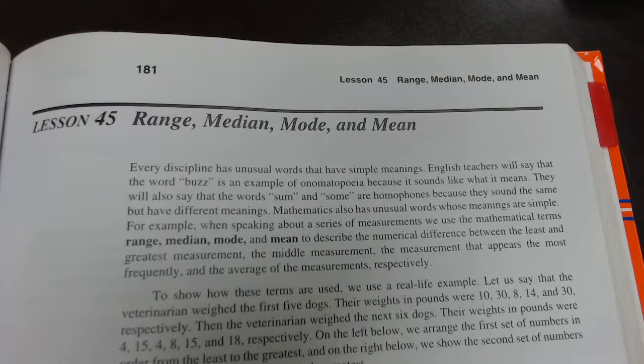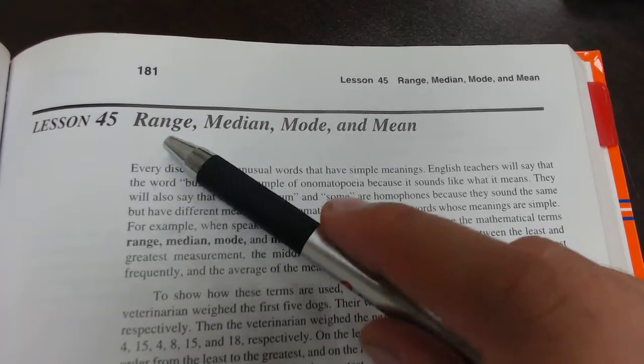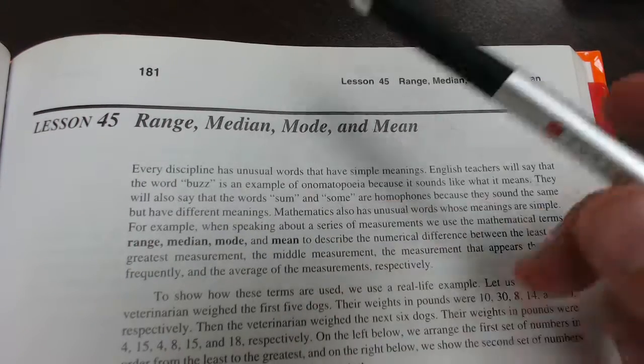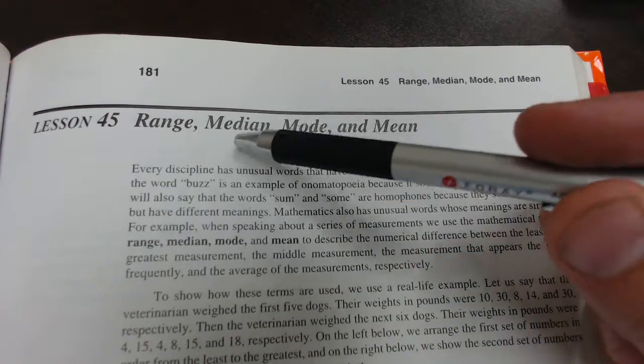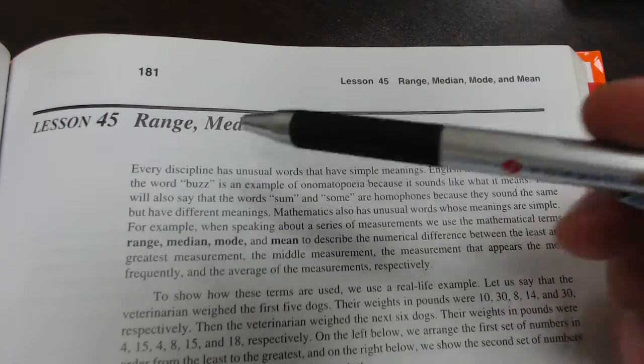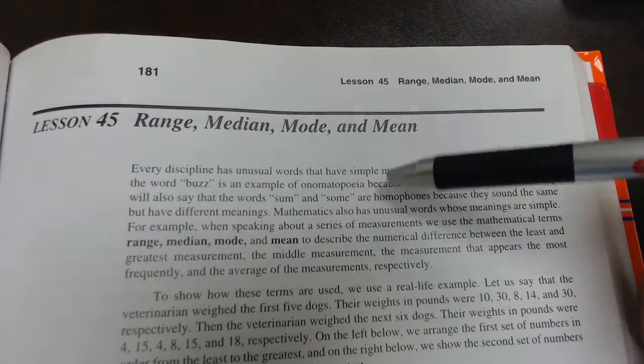Algebra 1, Lesson 45: range, median, mode, and mean. These are four special words that have to do with spreading out statistics and getting value or meaning from data. Range will tell us the distance that our data is spread at. Median helps us figure out what the middle data point is. The mode tells us what data showed up the most, and the mean shows us the average.